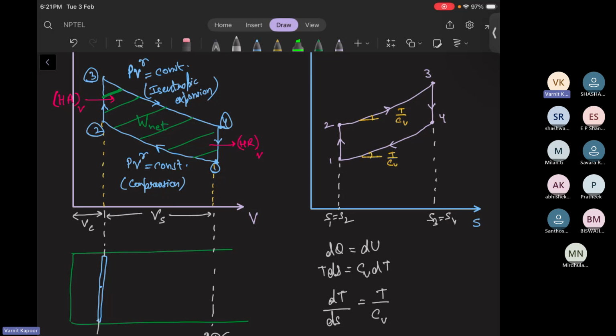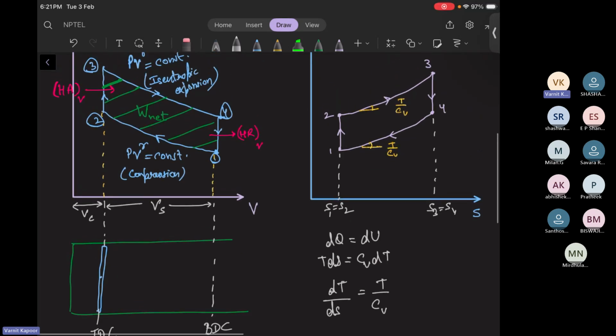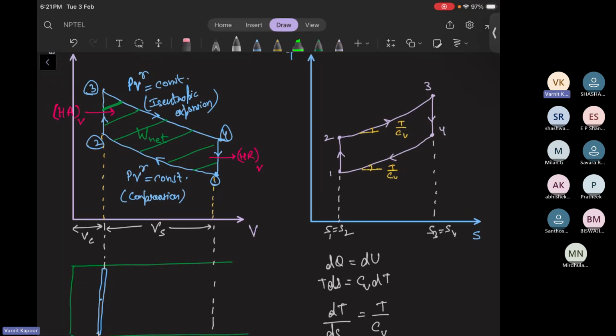Okay, so I'll write about heat addition and heat rejection here. Any doubts so far, anyone? You just have a look at how the cycle looks. Take a few seconds, and if you have any doubts, please ask me.